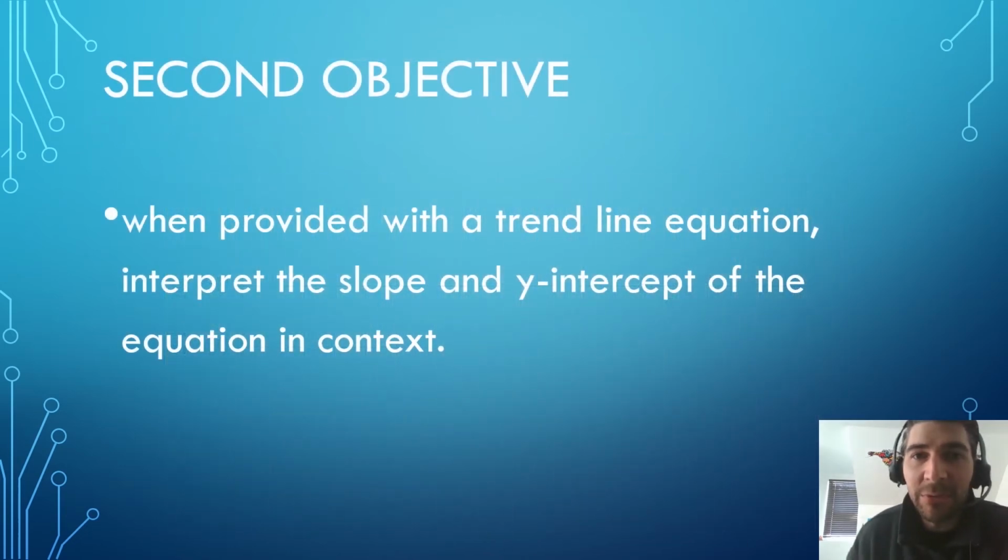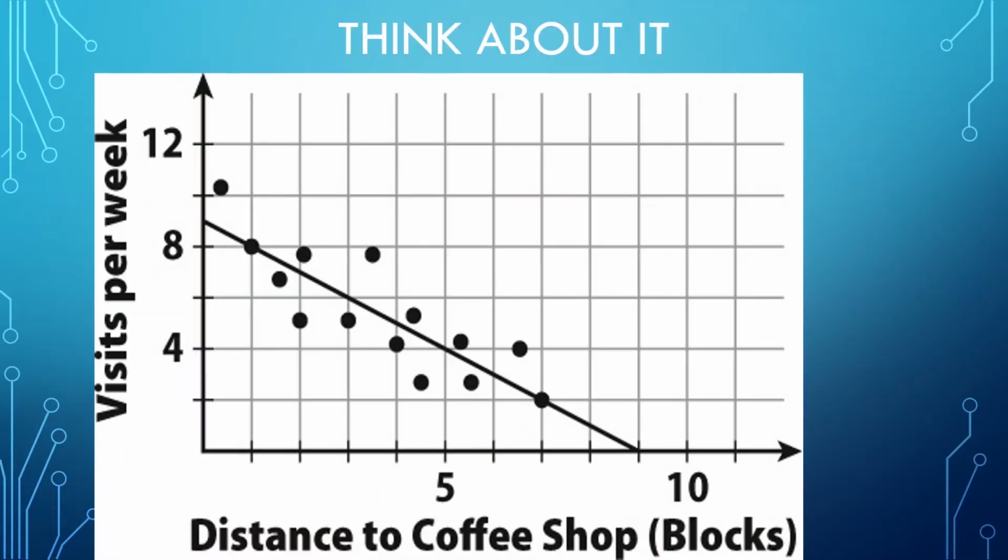Now that we found a way to get lines to fit our data, it's time to start interpreting what these lines are telling us about our data. For our second objective of the week, we will interpret the slope and y-intercept of our trendline equations. In future classes, you will learn how to create these equations, but for now, they will be given to you. So let's think about it. Here is a scatter plot with a trend line drawn. What are some things you know just from looking at this graph?